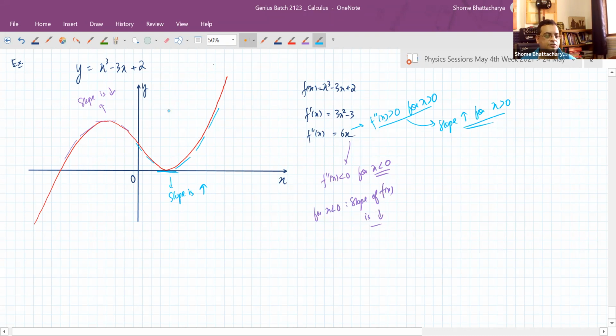So this part of the graph, when you look at it, looks like a concave shape from above. This part of the graph, when you look at it, looks like a convex shape. So this function has both the features. Part of the graph is concave, part of the graph is convex. In part of the graph, the slope is decreasing. In part of the graph, the slope is increasing.